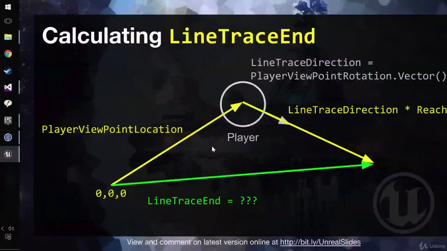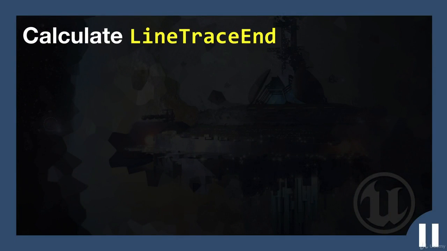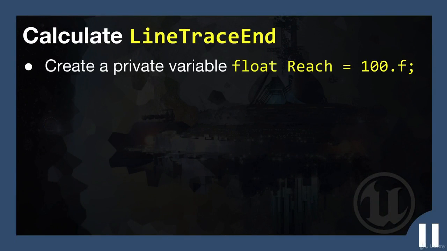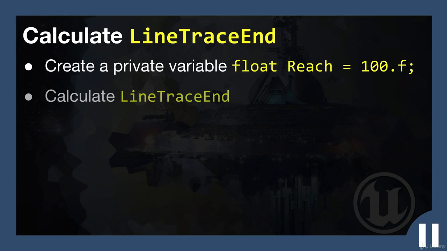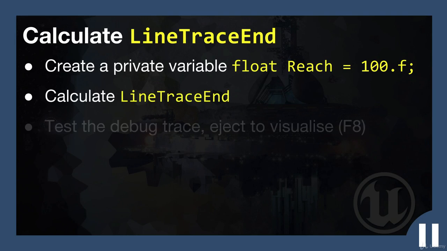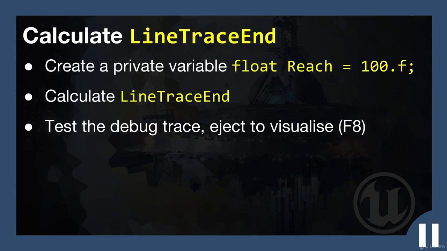You're now ready for your challenge. Here's your challenge. Calculate line trace end. I want you to create a private variable, float reach equals 100f, 100 centimeters to start with. I've kind of done that for you. Just put it in the right place in the right file. Calculate line trace end through the simple vector addition. I've set you up for it. You may need to recap the last couple of slides or early in the video. Test the debug trace, eject to visualize like I just did to make sure it's working right.